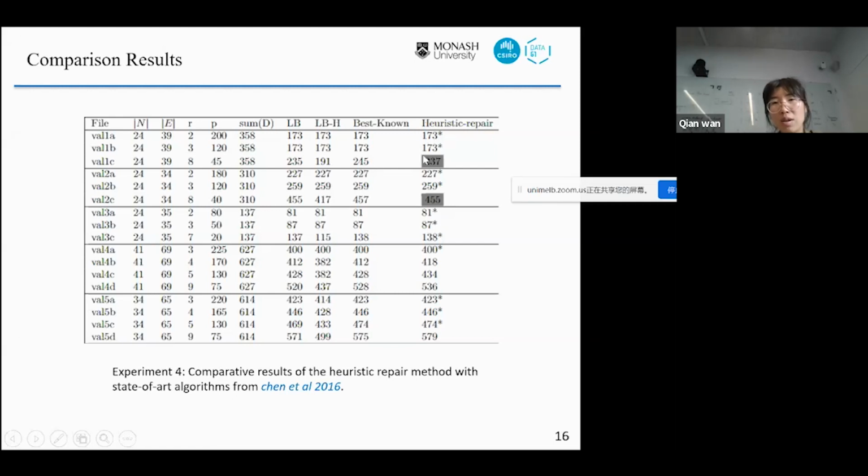in this column. And from the table, we can see the heuristic repair technique can return a good solution for the set of value 1C, and the other instance is value 2C. It is worth noting that because our heuristic repair technique allows splitting one edge among different robots, that's the main reason why we get a better solution here.